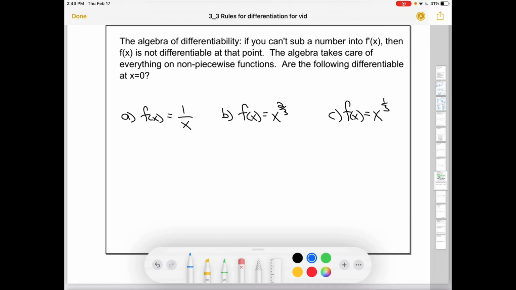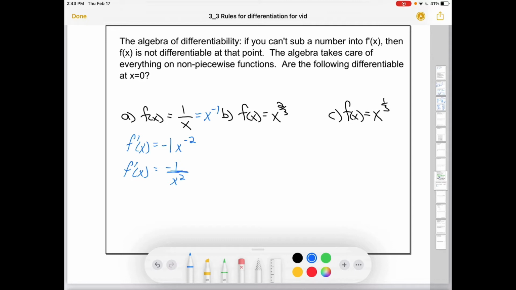So in this very first one, the algebra of differentiability. If you can't sub a number into f prime of x, then f of x is not differentiable at that point, typically. The algebra takes care of everything on non-piecewise functions. So if I were to think about this original function, which is x to the negative 1, its derivative is going to be negative 1 x to the negative 2, because the power comes down front and the power goes down by 1, or negative 1 over x squared.